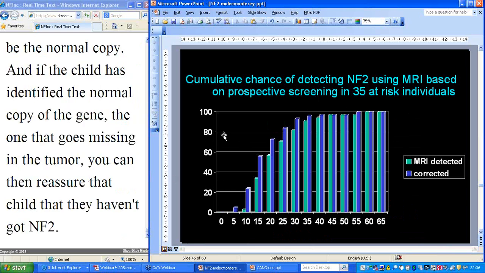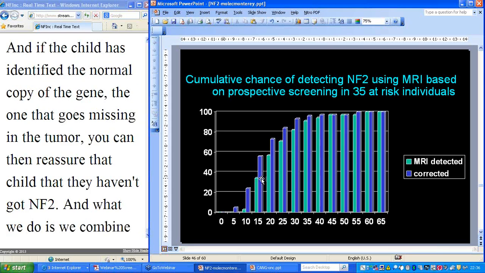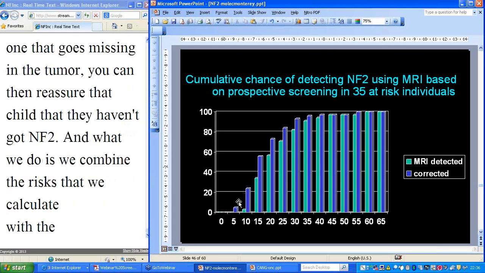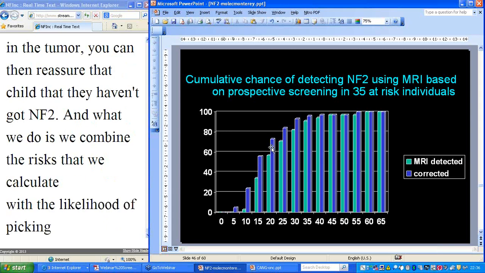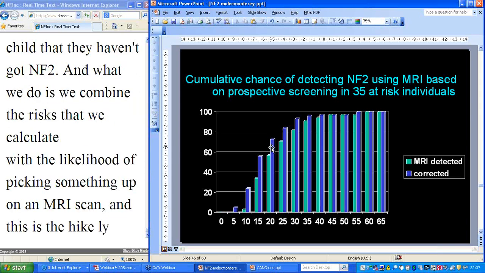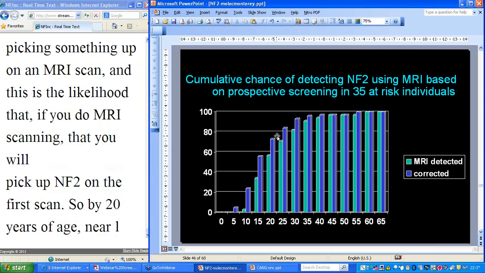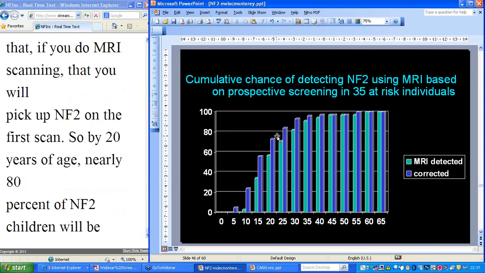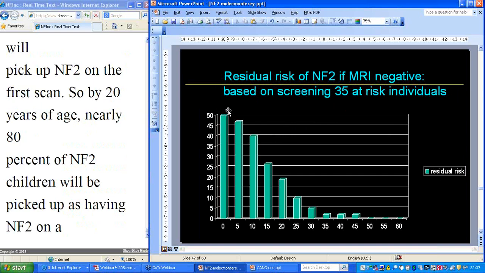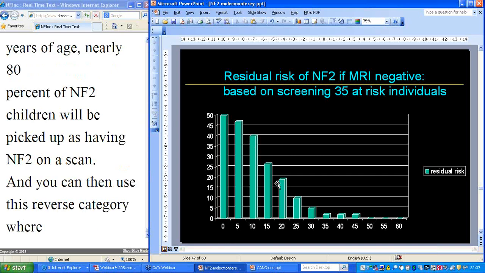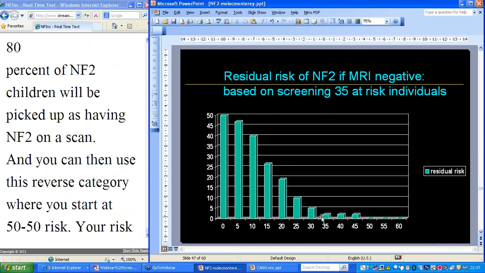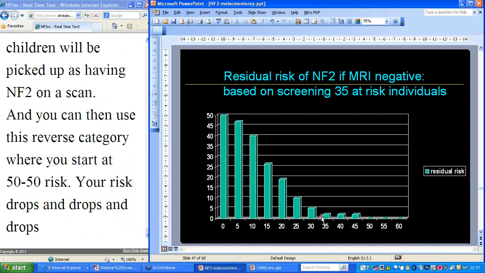And what we do is we combine the risks that we calculate with the likelihood of picking something up on an MRI scanner. This is the likelihood that if you do MRI scanning that you will pick up NF2 on the first scan. So by 20 years of age, nearly 80% of NF2 children will be picked up as having NF2 on a scan. And you can then use this reverse category where you start at 50-50 risk, your risk drops and drops and drops if you haven't had NF2 features and if you're negative on an MRI scanner.